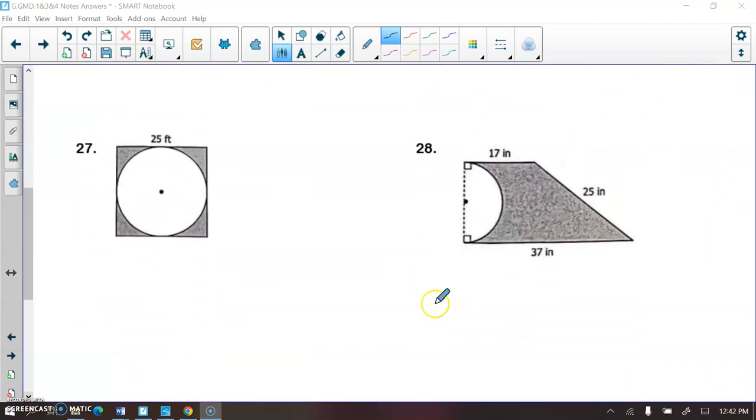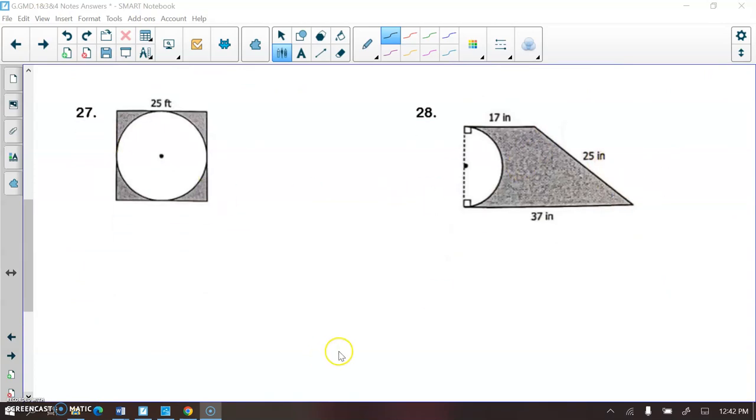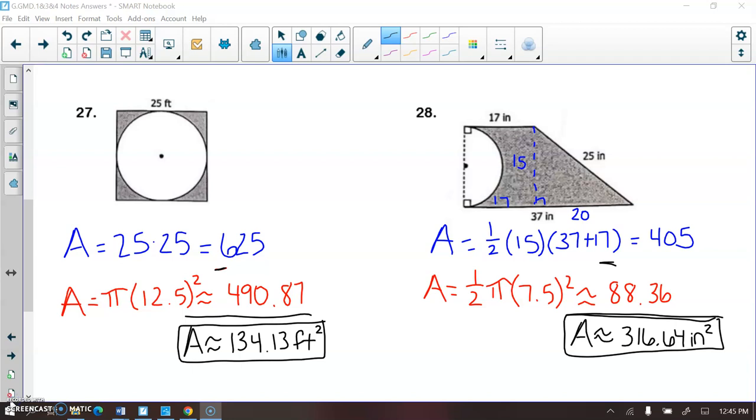I'm going to have you try these next two completely on your own. Pause the video and then restart it to show the answers. Okay, and these end up becoming your answers. The blue on number 27 represents the area of the square, where the red represents the area of the circle, and we subtract the 2. On 28, the blue represents the area of the trapezoid, the red represents the area of the semicircle, and then we subtract the 2.